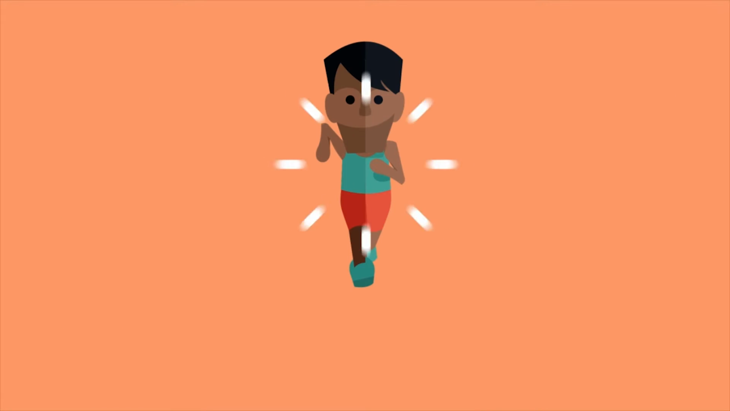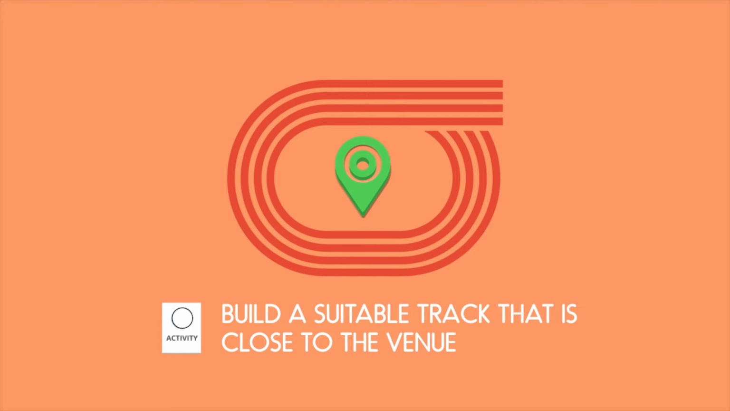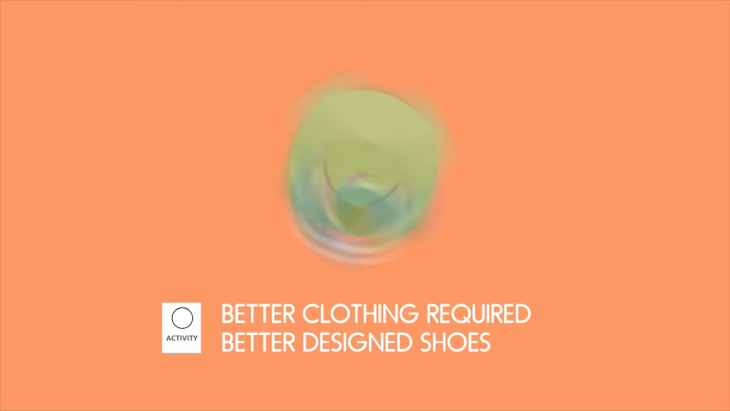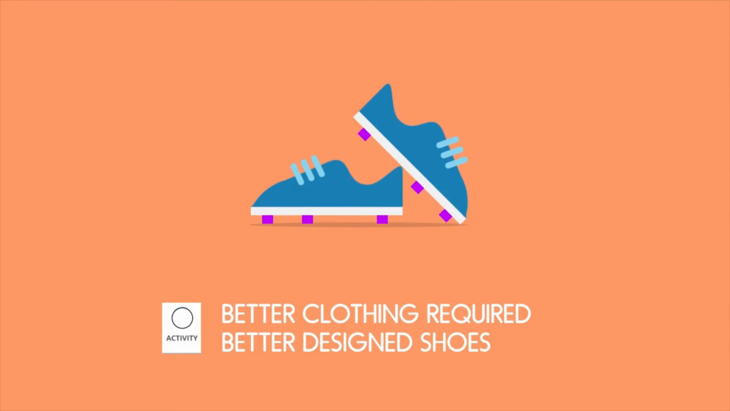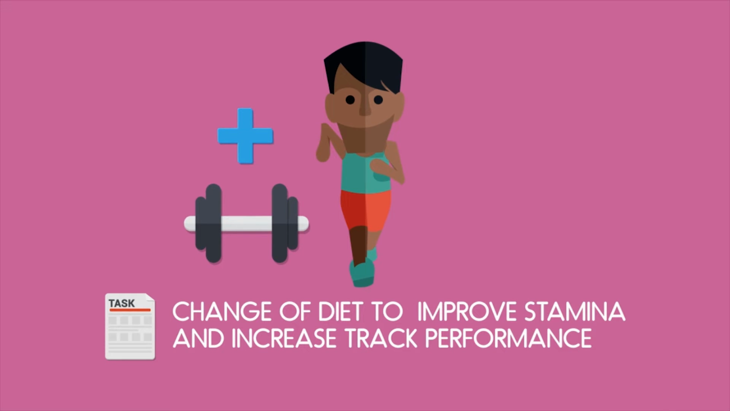Firstly, our runner needs to build their speed and agility, and to do so, they need a suitable track to race on close to the venue. They will also need better clothing, in particular better designed shoes to suit the environment. Secondly, our athlete will need a change of diet to improve their stamina and increase their performance on the track.